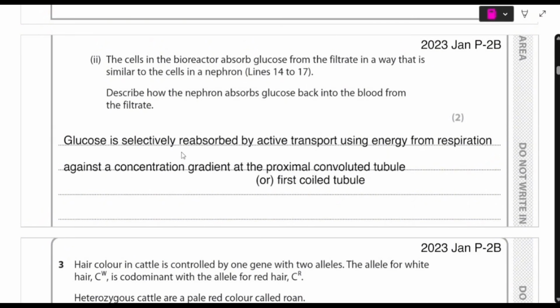Glucose is selectively reabsorbed by active transport using energy from respiration, against a concentration gradient, at the proximal convoluted tubule.